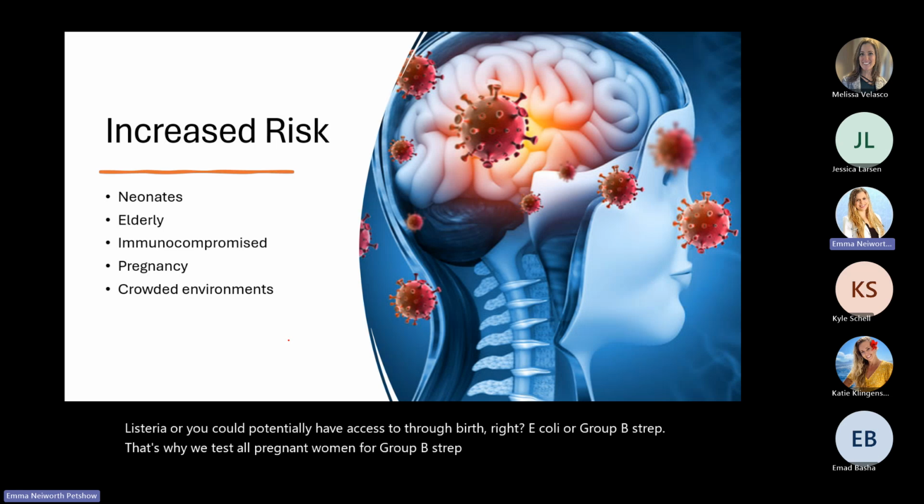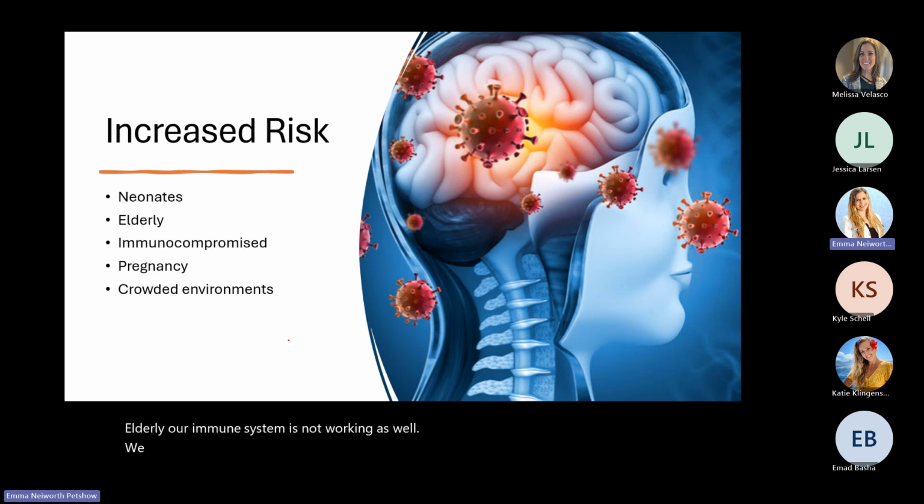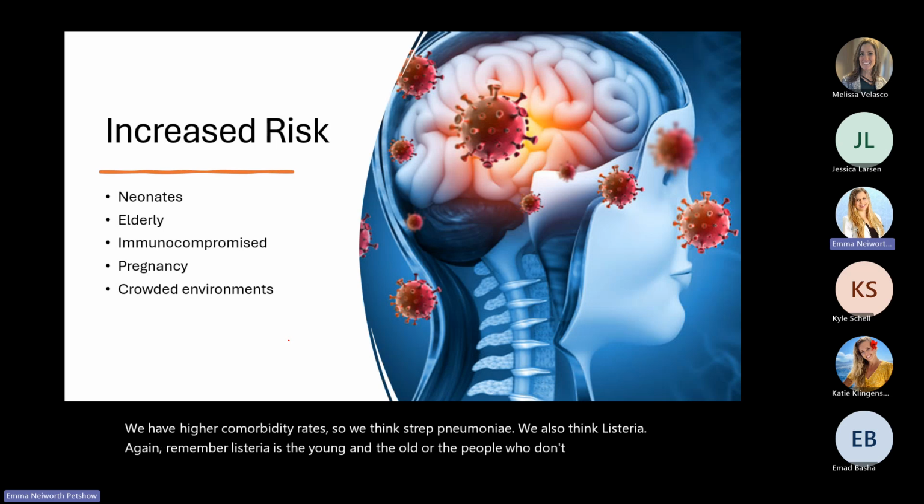Okay. Elderly, our immune system's not working as well. We have higher comorbidity rates. So we think strep pneumoniae. We also think listeria again. Remember, listeria is the young and the old, or the people who don't have good fighting immune systems. People who are healthy and have a good, strong immune system, listeria is really not going to cause much of an issue. Maybe a little bit, but not a lot.